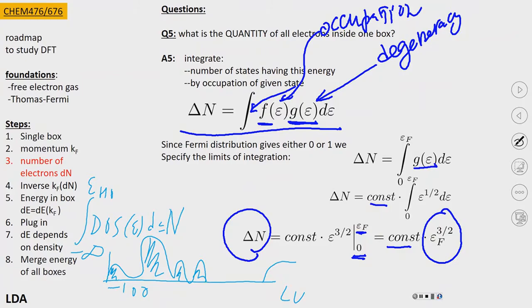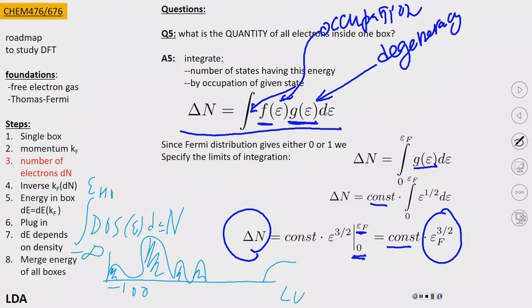Density of states is like the number of electrons per energy interval. And if you integrate over all the energy interval, you get the total number of electrons. So we can practice the same. So this is our density of states, G of E. This is our Fermi distribution, which will be either 0 or 1. So we integrate density of states from 0 to Fermi energy, and we know it must be the number of electrons.